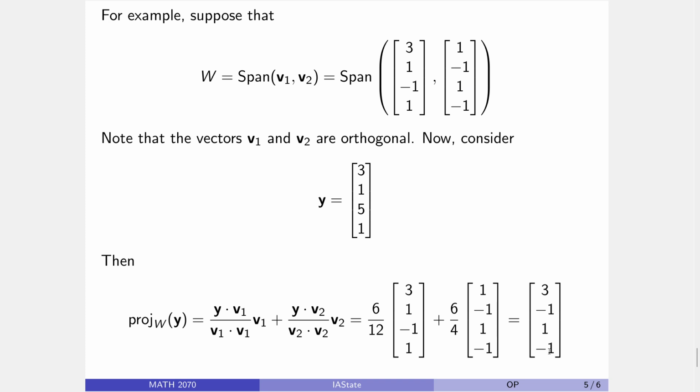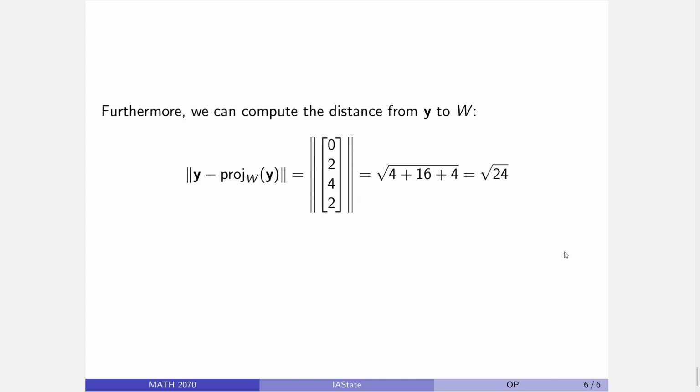Pretty neato. All right, and then now, if I want to compute the distance between y and the subspace W, you just need to take the difference of this and that and compute its length. And in that case, you get this, and the length is a big ol' square root of 24. All right, and that's the story.